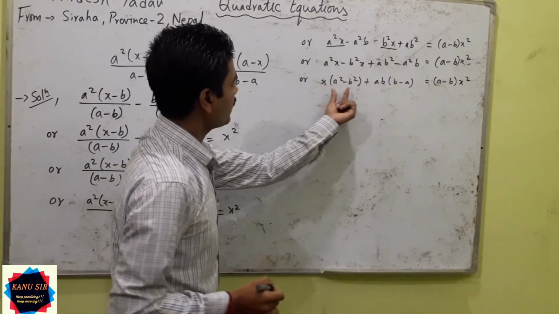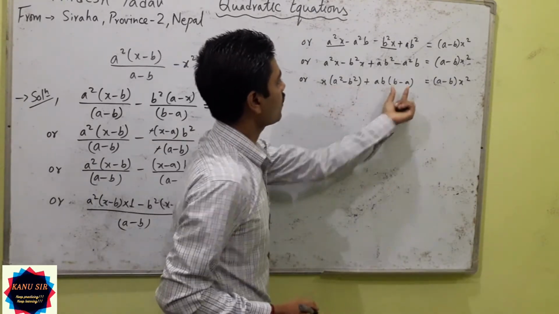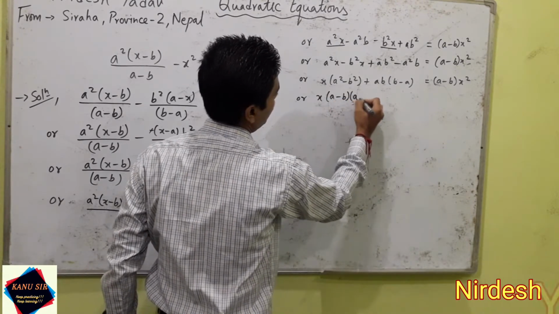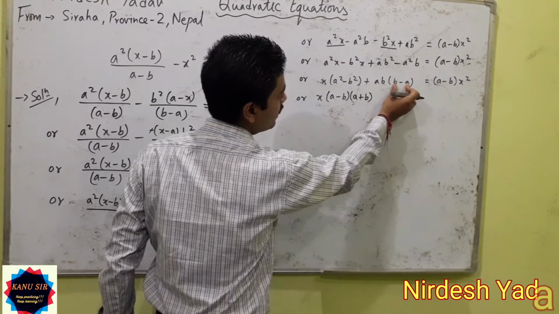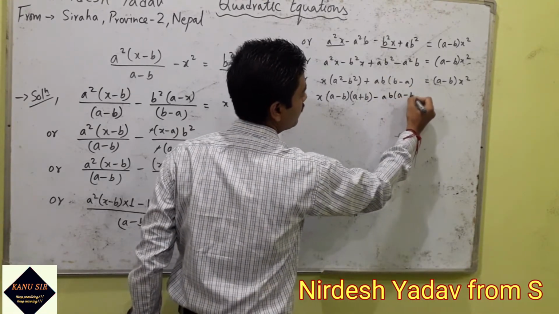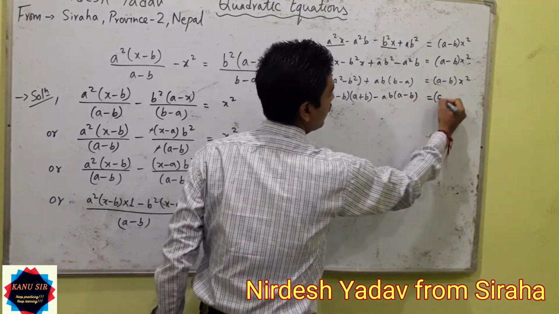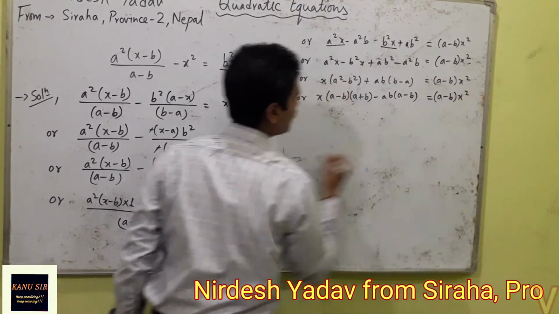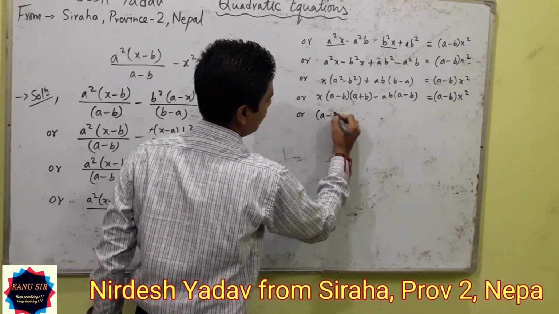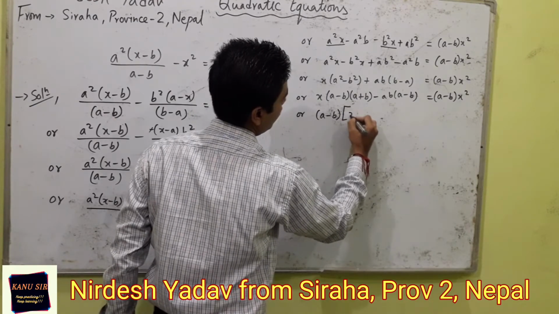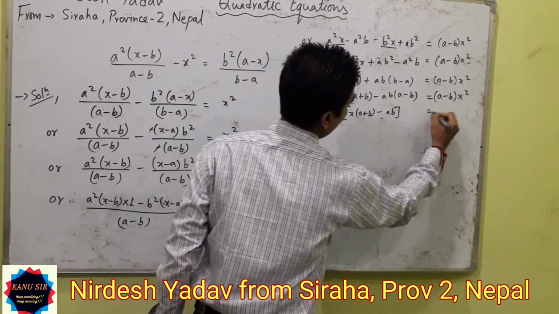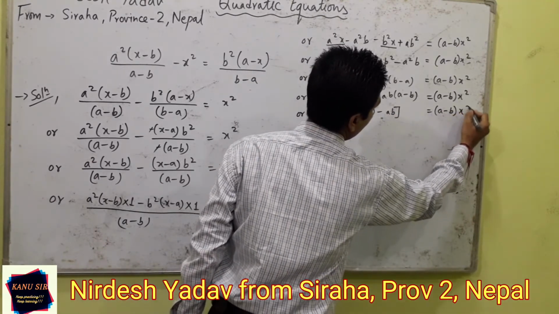You can find they can go in the a square minus b square formula, then you can write x (a minus b)(a plus b), and if you exchange their positions, then you will get minus common: (a minus b), a into b (a minus b), and (a minus b) x square. Or taking a minus b common from both of them, you will get x (a plus b) minus ab equals (a minus b) x square.